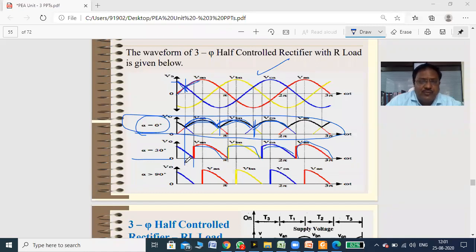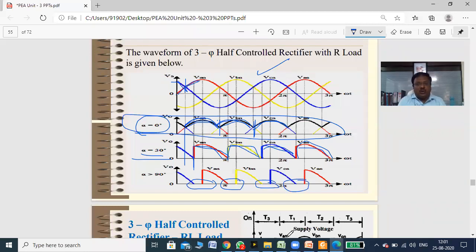If the alpha is from 30 to 60, it means total is 60, right? And your SCR conducts for 120 maximum, right? Out of the half cycle. So 180 minus 60 equal to 120. So this conducts for 120, this conducts for 120, this for 120, and this for 120. But if the alpha is greater than 30, it means that definitely you will get a discontinuous operation. You can see here it's a discontinuous operation, right? Because the conduction angle decreases.